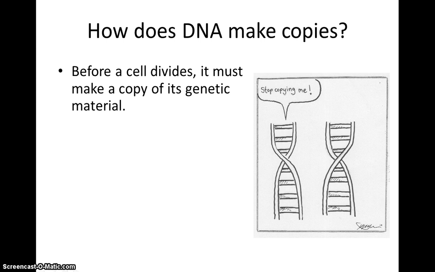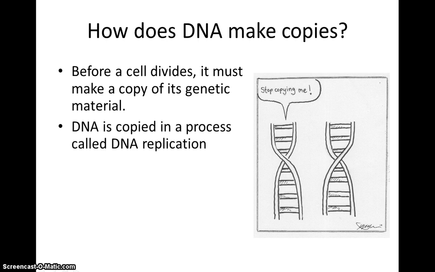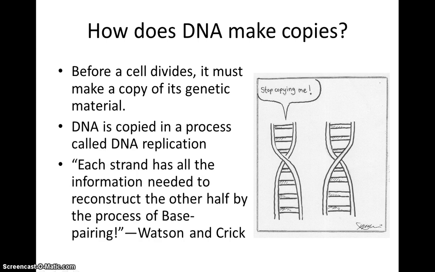So in order for a cell to make a new cell and to give DNA to that new cell, the cell needs to make a complete copy of its DNA so it can pass a copy to the new cell and keep its own copy. So that's why we have to do this process called DNA replication, where DNA makes a complete copy of itself so that it can be passed on to a new cell. All right, so that's what this sentence means. Before a cell divides, it must make a complete copy of its genetic material to pass on. And this process is called DNA replication.